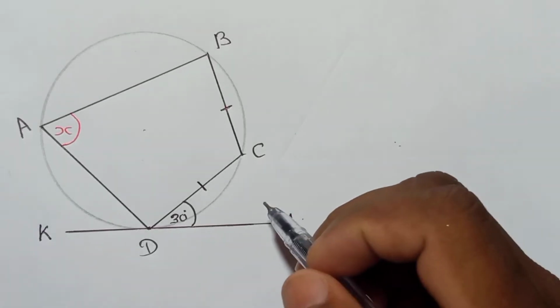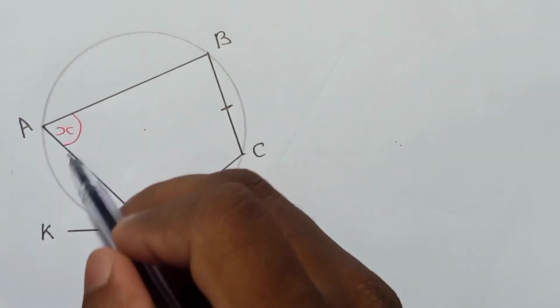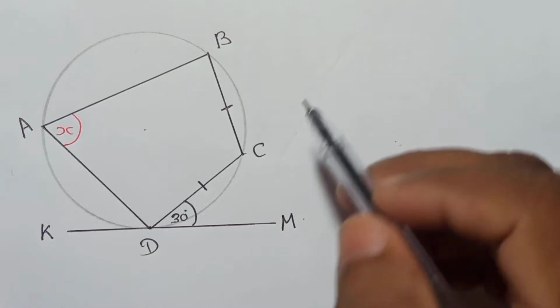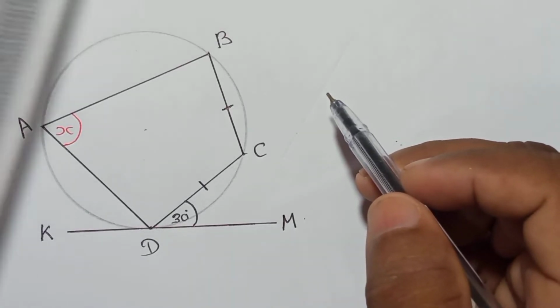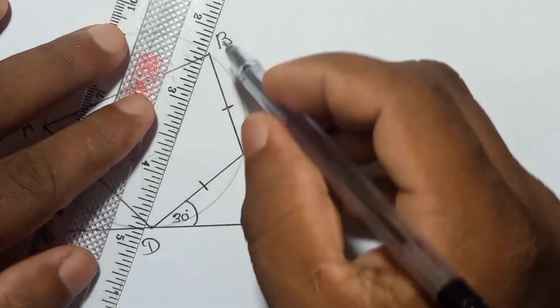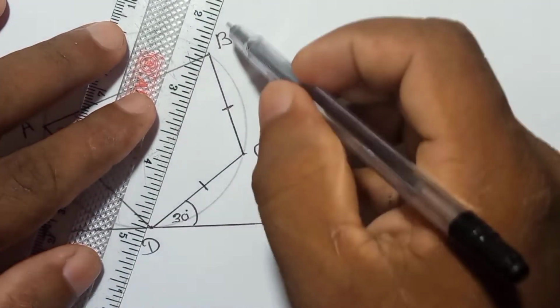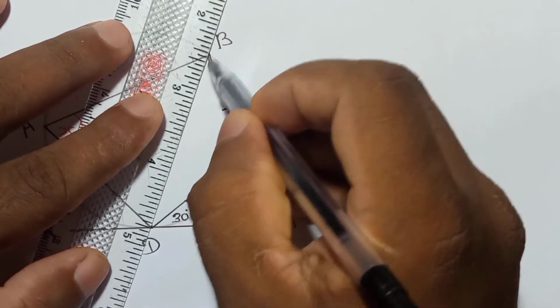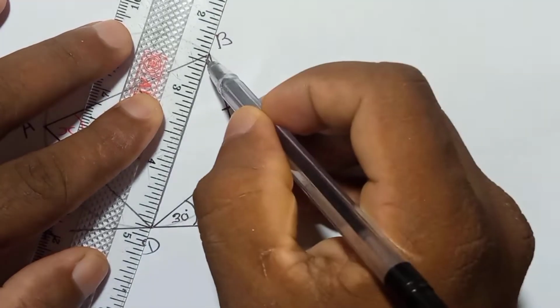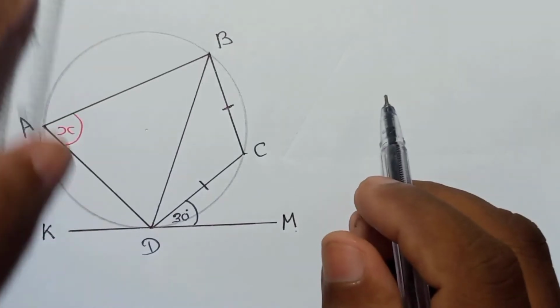Okay, let's try to find the value of x, right? Here, we need to do a little bit of construction. You need to join B and D here, right? That's the method that comes to my mind. Like this way, you can join.